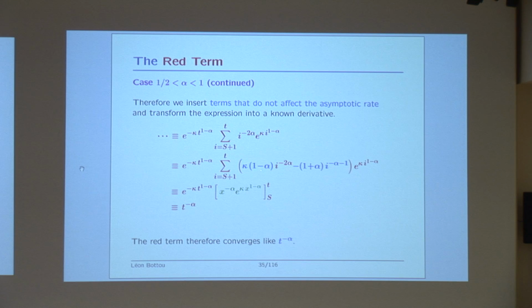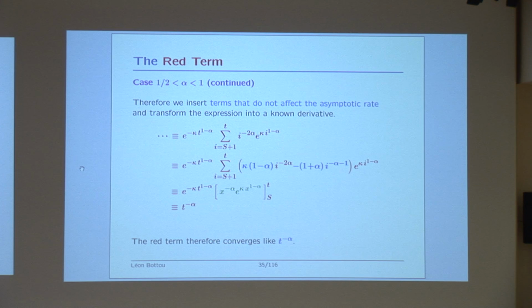But the neat thing now is that this is the derivative of x to the minus alpha exponential kappa x to the 1 minus alpha. And this is where I choked yesterday, actually. So I can approximate this by an integral, take this between t and s, and I see that this is equivalent to t to the minus alpha.